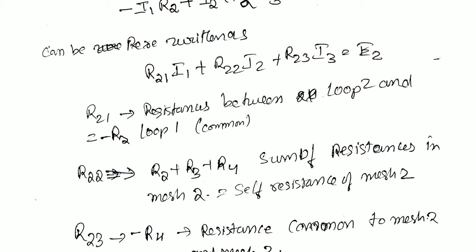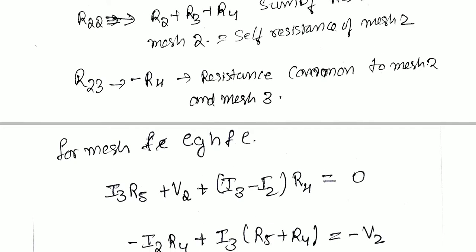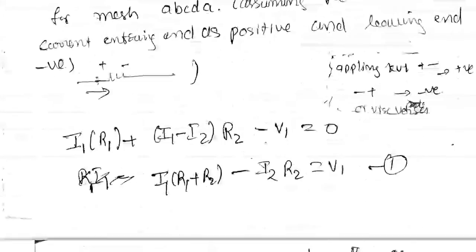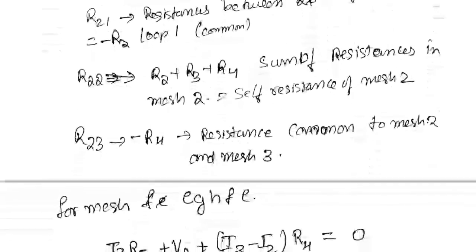R21 is the resistance between loop 2 and loop 1. R22 is the resistance common to mesh 2, that is R2, R3 and R4, the sum of resistances in mesh 2. And R23 is the resistance common between mesh 2 and mesh 3.